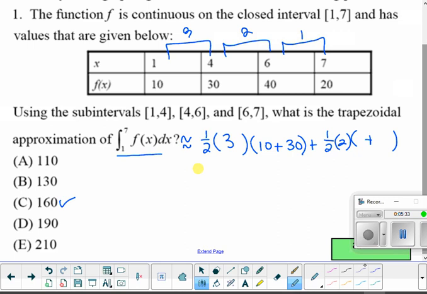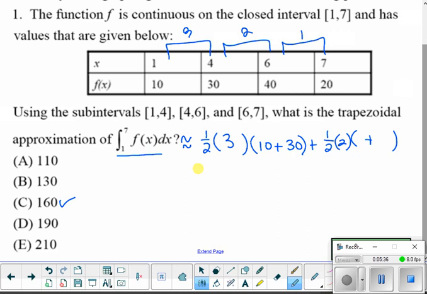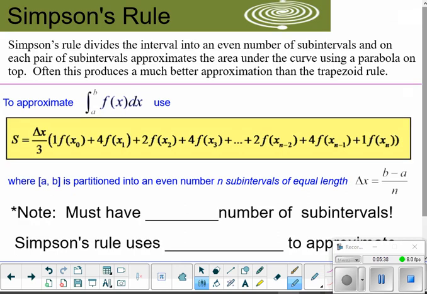Okay? All right, I'm going to keep moving forward till we hit Simpson's rule. Let's read the paragraph. It says Simpson's rule divides the interval into an even number of subintervals. That's important. Highlight that, underline that, do something with that. And on each pair of those subintervals, it approximates the area under the curve using a parabola on the top. This produces a much better approximation than a trapezoidal rule.